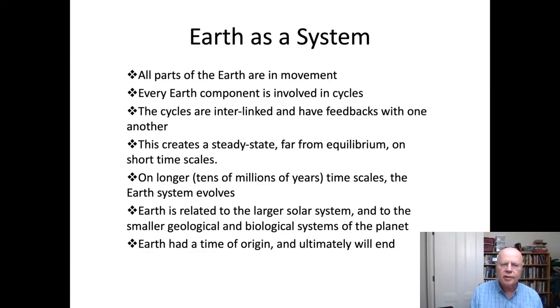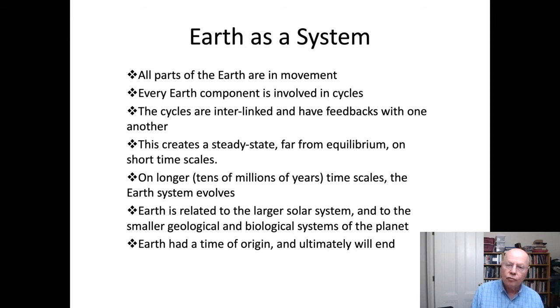If we look at Earth as a system, all parts of the Earth are in movement. Every Earth component is involved in cycles. These cycles are interlinked and have feedbacks with one another. Every part of the Earth system is a steady state far from equilibrium. On short time scales, that's millions of years. On longer time scales, the Earth system evolves. Earth is related to the larger solar system and to the smaller biological and geological systems of the planet.